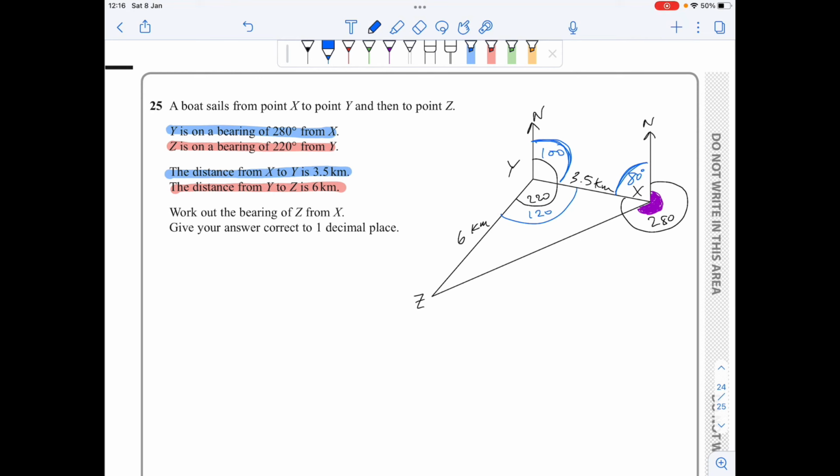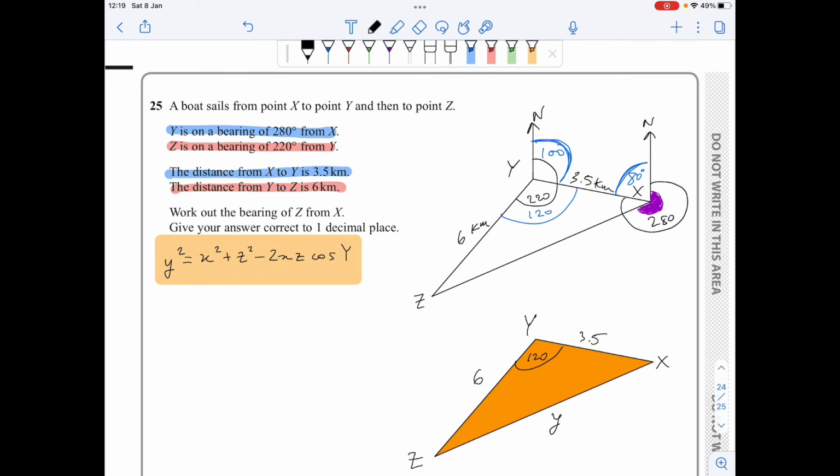So now I can extract my triangle with the required information on. So let's start by working out the value of side y. I'm going to use the cosine rule, which states the following. And let's substitute the values from the triangle. So y squared is equal to 6 squared plus 3.5 squared minus 2 times 6 times 3.5 times cos 120. So y squared comes out to be 277 over 4. So y is the square root of 277 over 2.